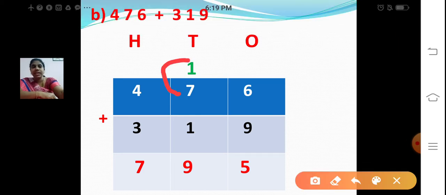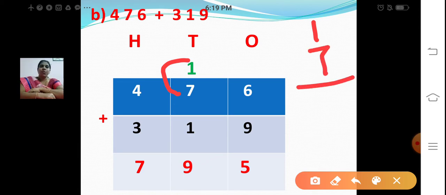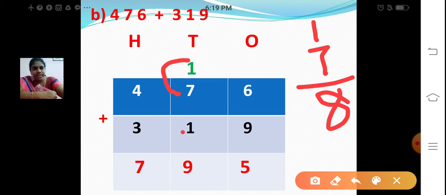So now I'm adding first the carried over part and the first number. So 1 plus 7. 1 in the mind, 7 in the finger. After 1: 2, 3, 4, 5, 6, 7, 8. 1 plus 7 is 8. With this 8, I am going to add the next number 1. 8 plus 1. 8 in the mind, 1 in the finger. After 8, 9. So 8 plus 1 is 9.